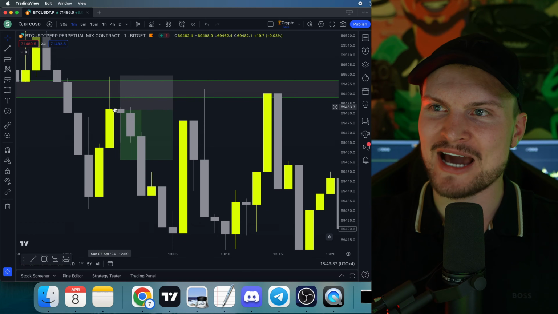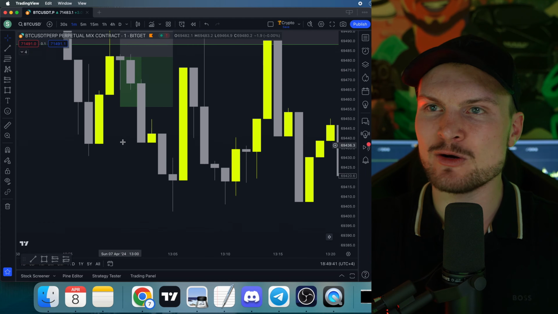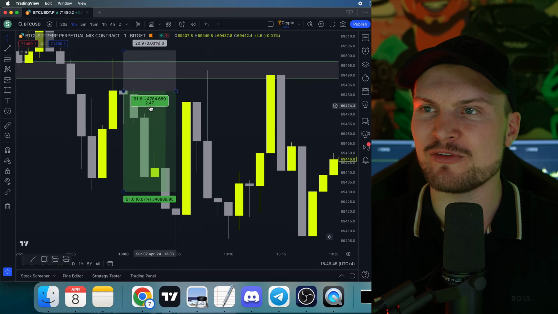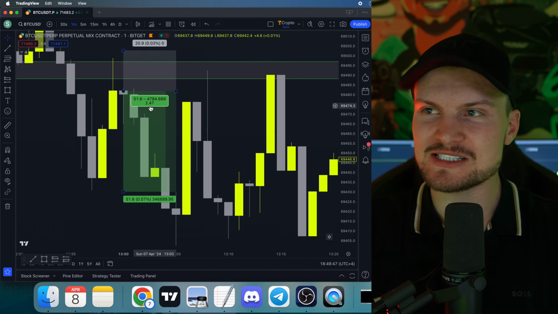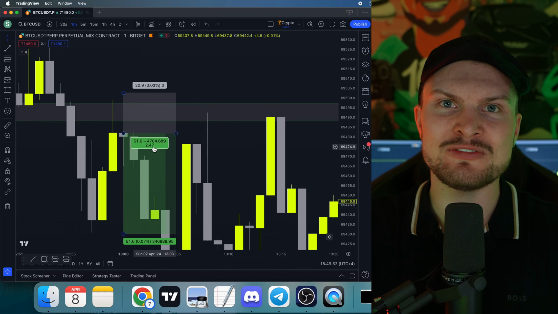So here on the candle close would be our entry, stop loss would be above the wick, and we could target, for example, the last wick low, and this would be a 2.5 risk reward ratio. This means if we risk $100 here, we would make $250.